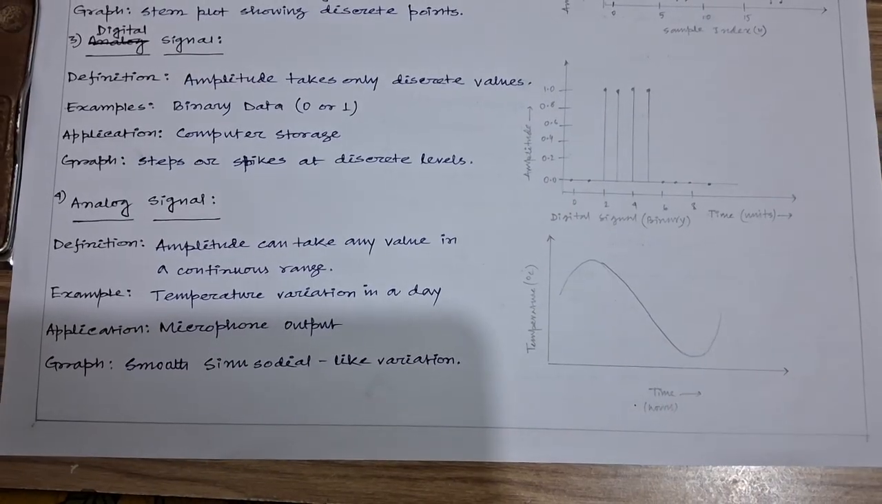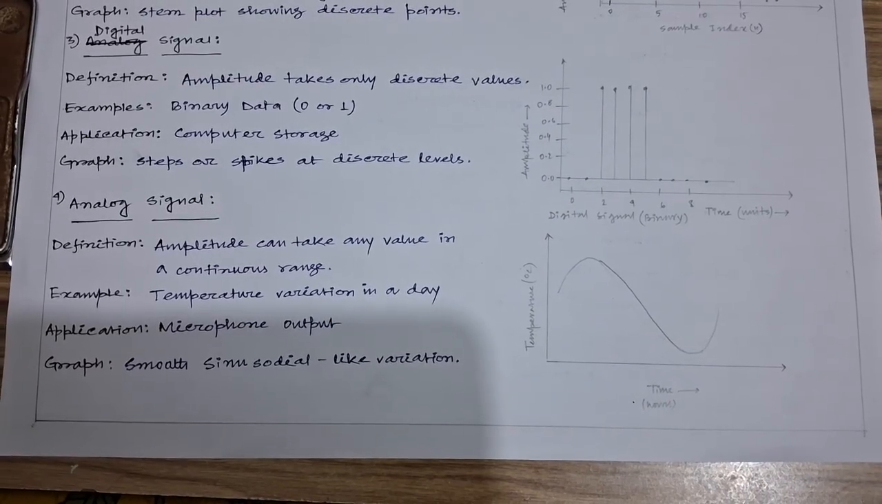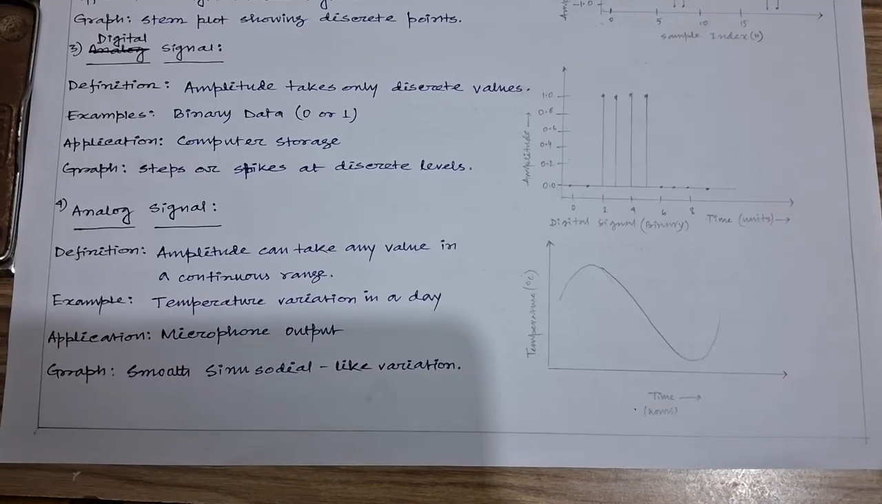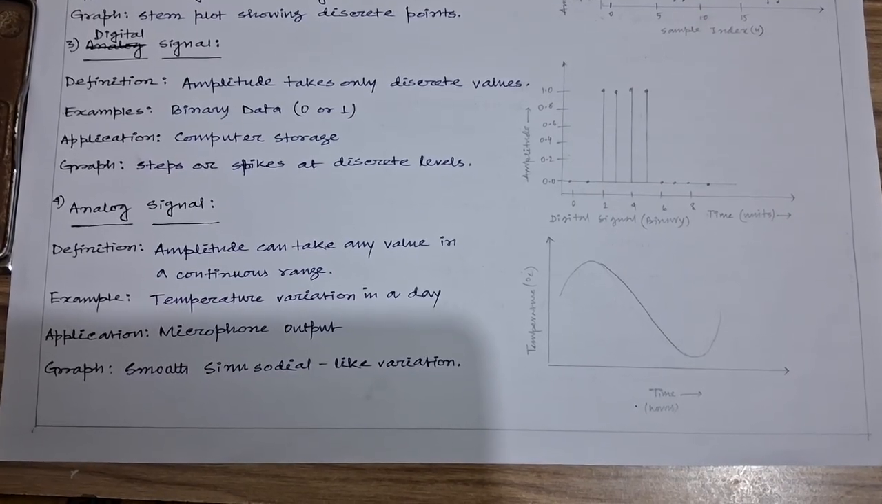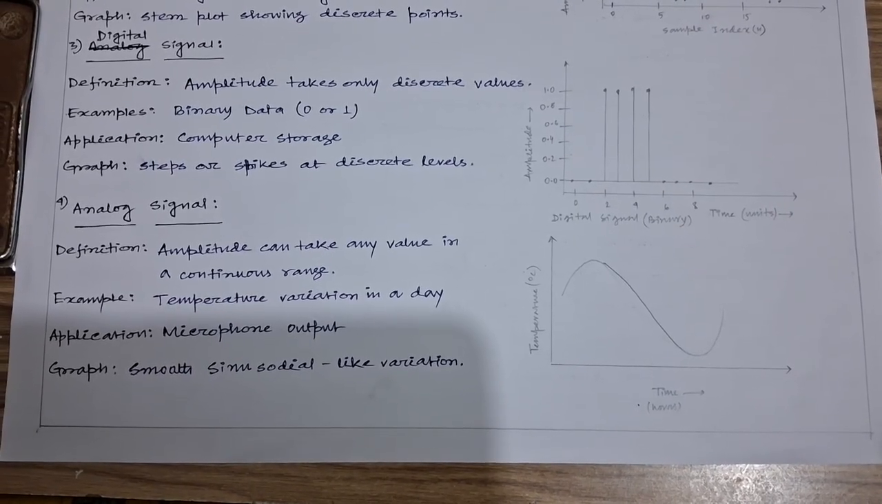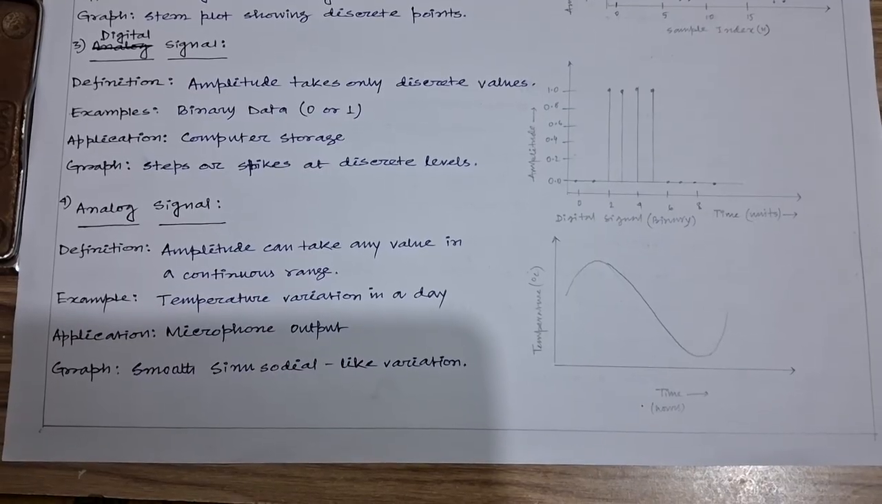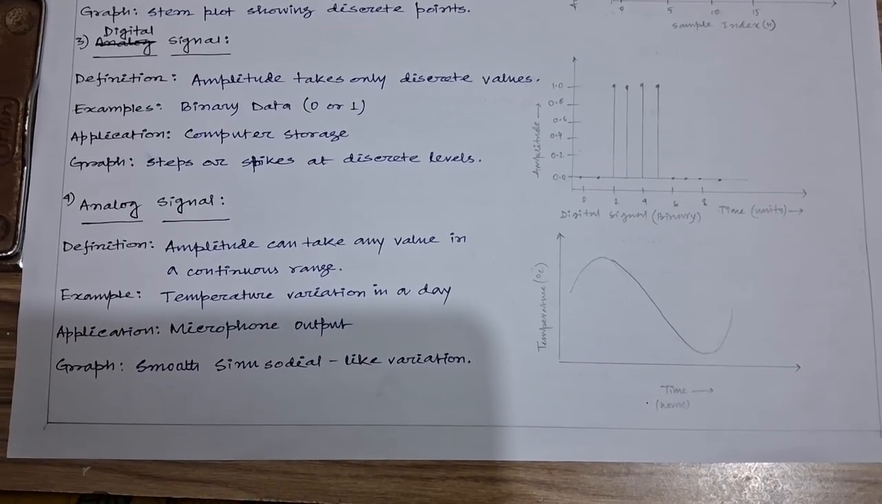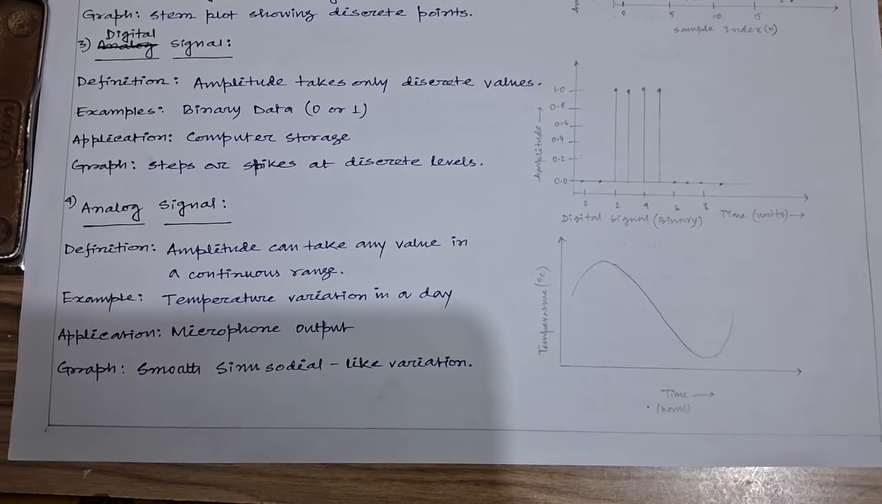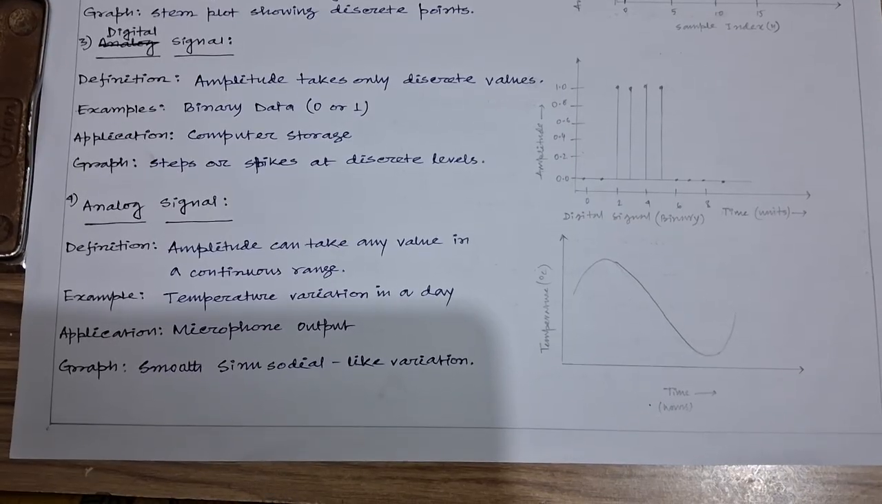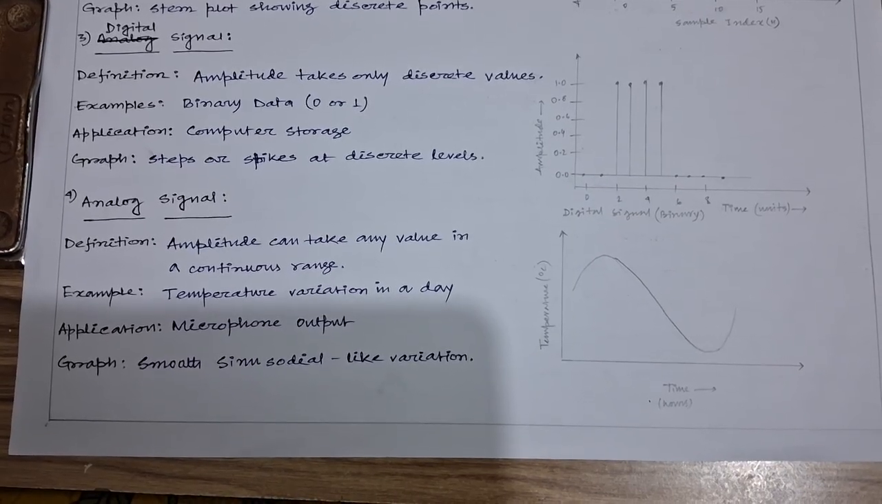Now let us talk about analog signal. Amplitude can take any value in a continuous range. Let us take an example like the temperature variation over a day. It changes smoothly without jumps. Analog signals are common in nature, like sound, light, and pressure.